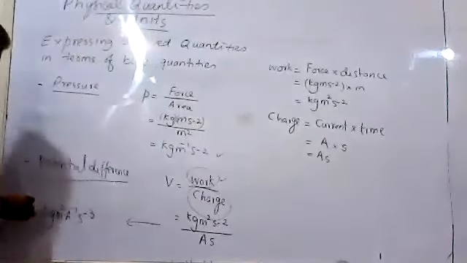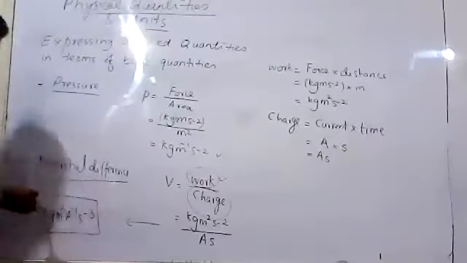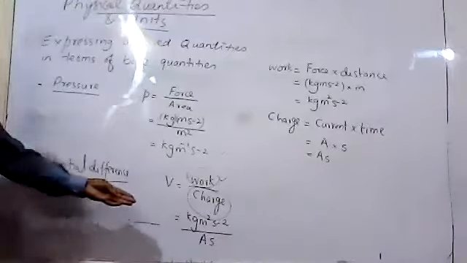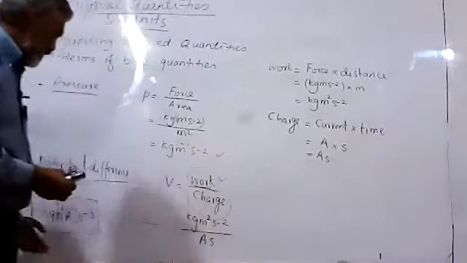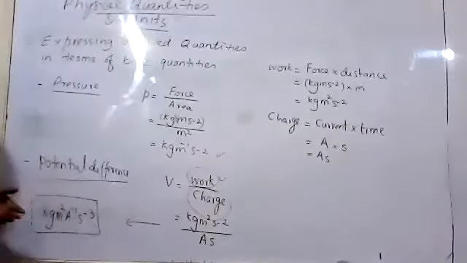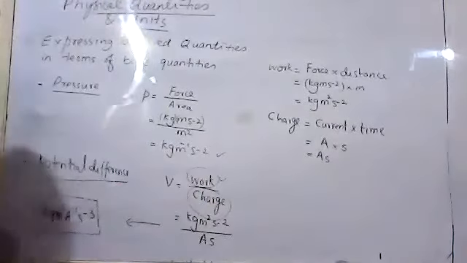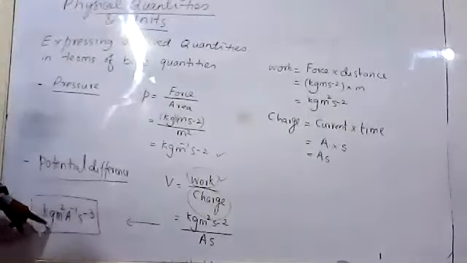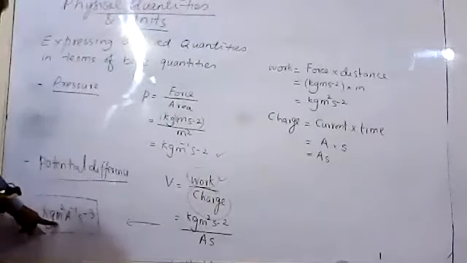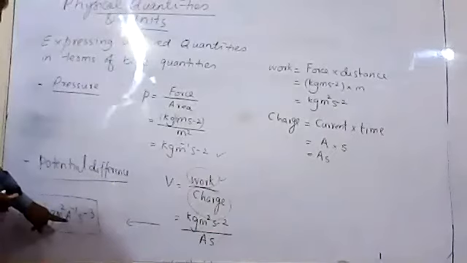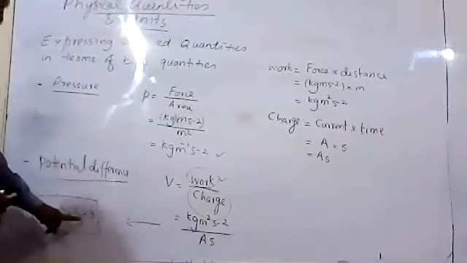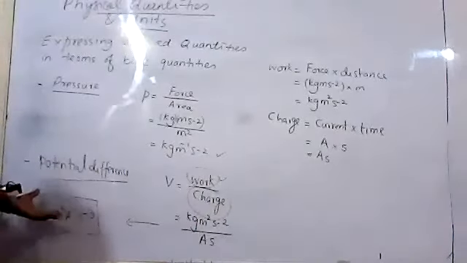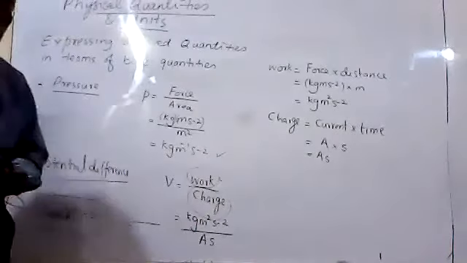So this is the final expression, the simplified one, with all the powers taken care of, and this is the final shape in which the potential difference may be expressed in terms of the base quantities. This is mass, this is distance squared, this is current with the power minus 1, and time with minus 3. This is potential difference.